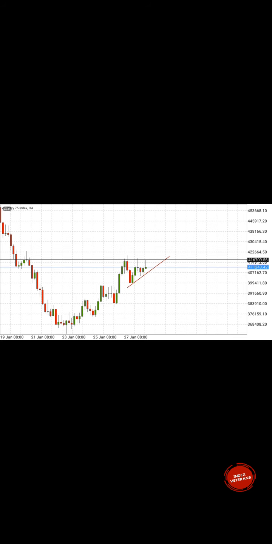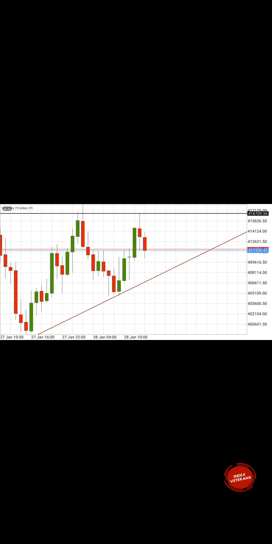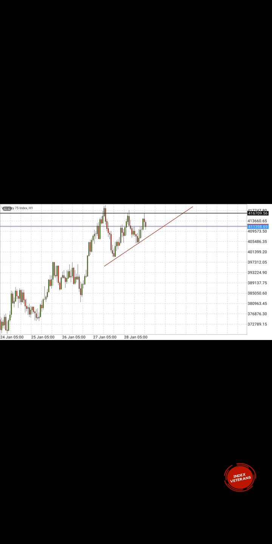So it depends. What does it depend on? We go to the smaller time frame. In my analysis, I always analyze from the 4 hour time frame to 1 hour and 30 minutes, and then I enter my trades in the 15 minutes time frame.